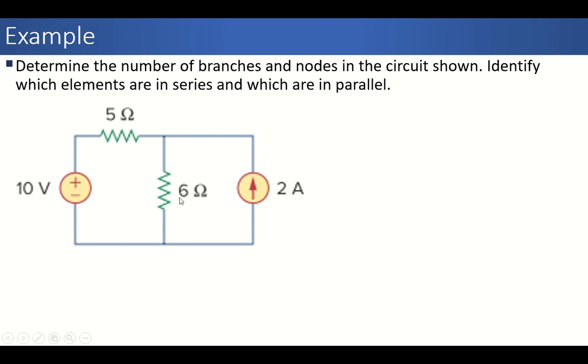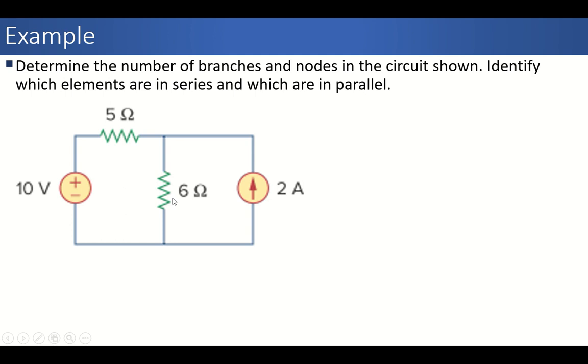But 5 ohm and 6 ohm resistance are neither in series nor in parallel because, and this is the junction point of 5 ohm and 6 ohm resistance. If 5 and 6 ohm resistance was in series, then there will be no division of the current. But you can see that there is a third branch connected here, so obviously there will be current division. So in this case, these are not in series.